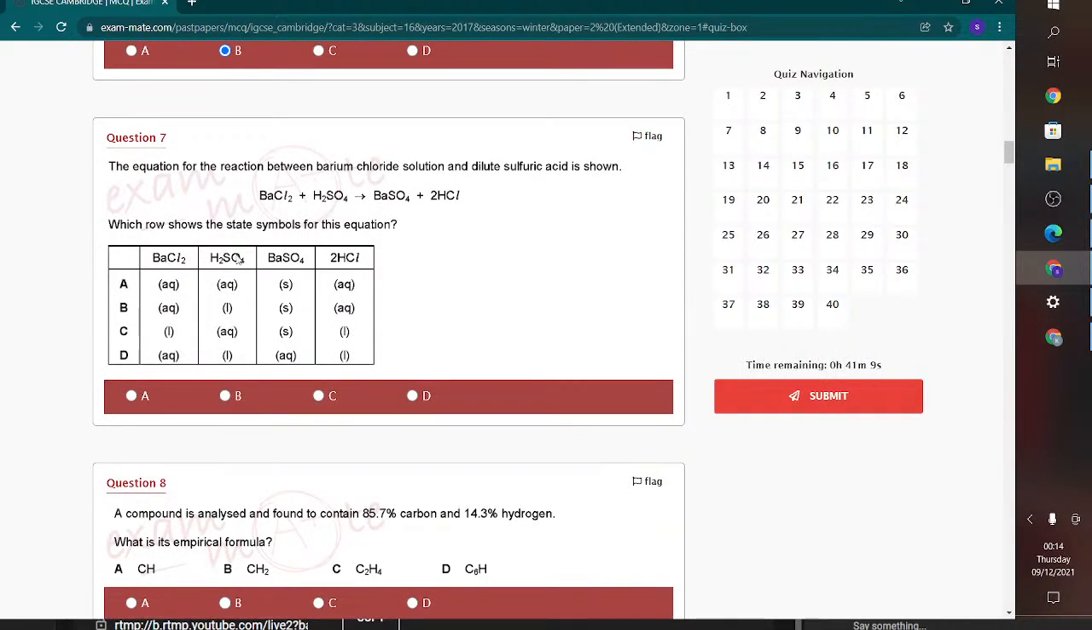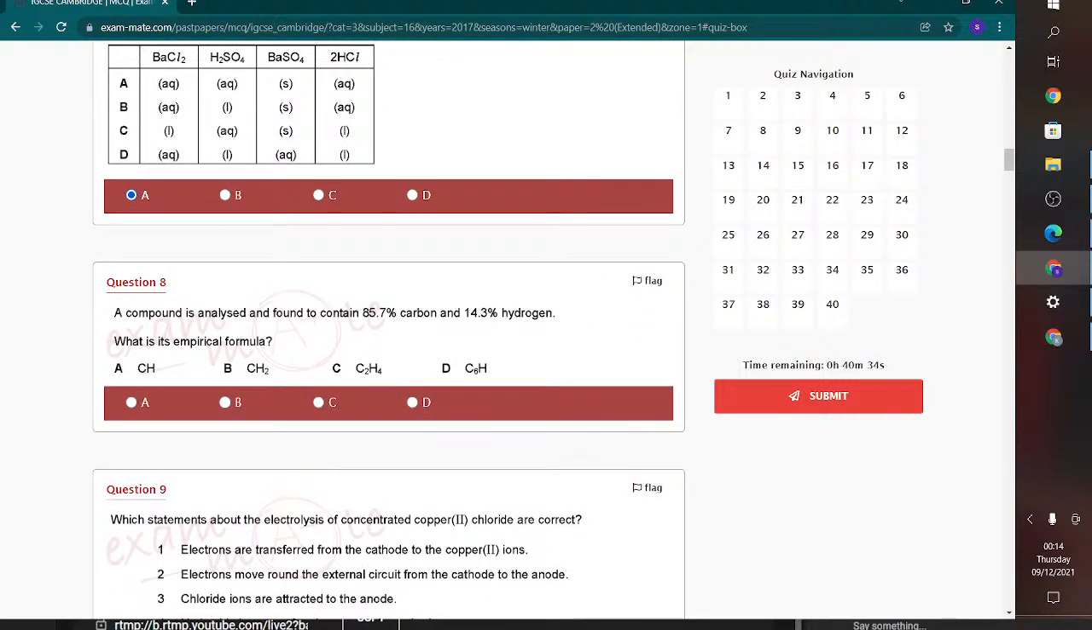The equation for the reaction between barium chloride solution and dilute sulfuric acid is shown. Which row shows the state symbols for this reaction? Okay, barium sulfate is an insoluble compound. Therefore, it needs to be solid. BaCl2 would be aqueous to react with H2SO4, which must also be aqueous. So aqueous, solid, and HCl must be aqueous.